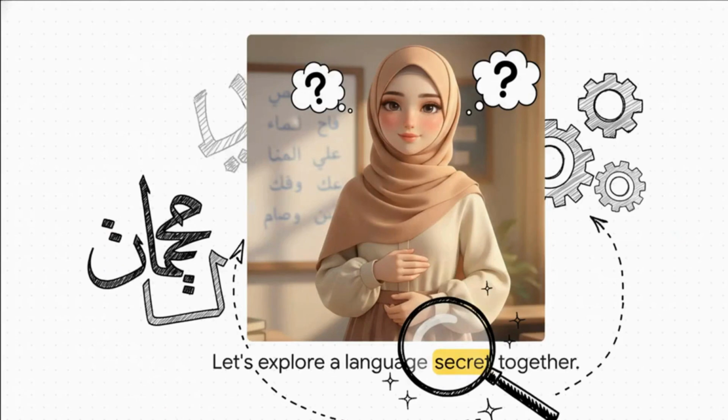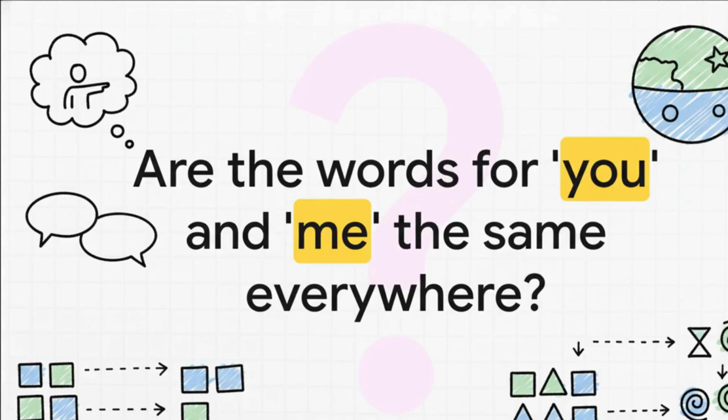Okay, so let's just get right into it. We're about to explore this little piece of language magic, and I'm telling you, it's pretty wild when you first hear about it. So, have you ever really thought about the words we use for people? You know, I, you, he, she, they. They seem so fundamental, like every language must have them, right? Well, what if that's not exactly true?